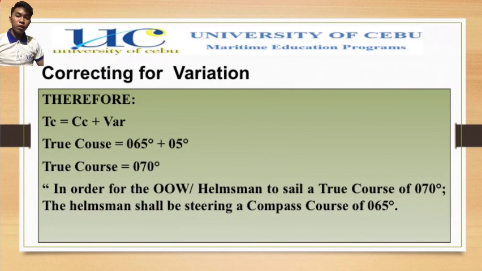And this would be the solution. So here's the formula: TC is equal to CC plus the VAR, or the variation. We have the compass course of 65 degrees and the variation of 5 degrees. These two will be added, and we get the value of true course, which is 70 degrees. So note that in order for the OOW or the helmsman to sail a true course of 70 degrees, the helmsman shall be steering a compass course of 65 degrees.